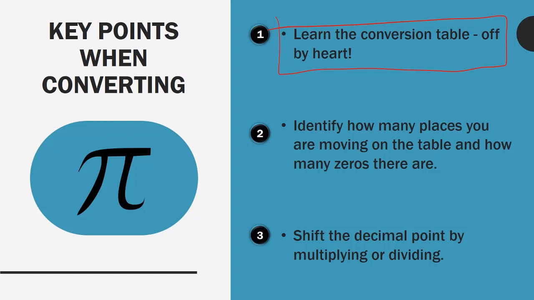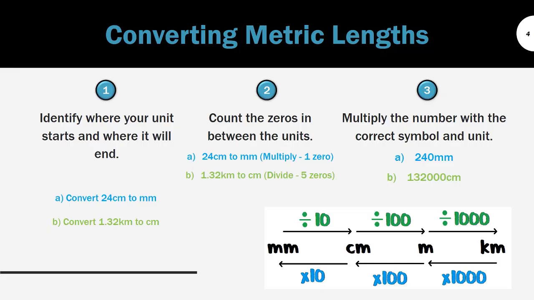Number two, we need to identify how many places we're going to move on this table and how many zeros there are. Because we're multiplying by powers of 10, we need to work out how many zeros there are before we do point 3, which is shifting the decimal point by multiplying or dividing. And I hope you would know that when we multiply, we move in the direction of, everyone should have said right. And when we divide, we move in the direction of, everyone should have said left. Okay, very good. Okay, so let's have a look at an example here.